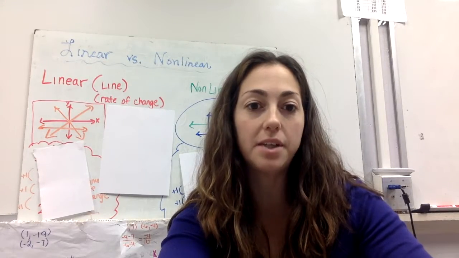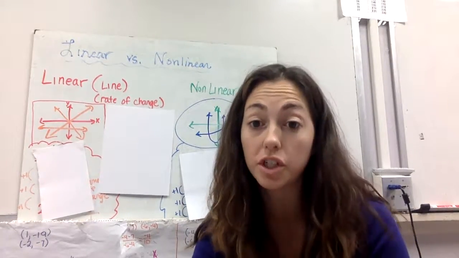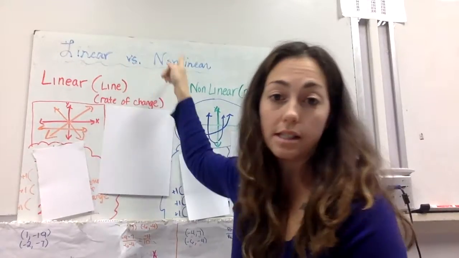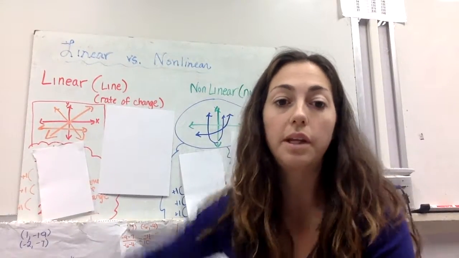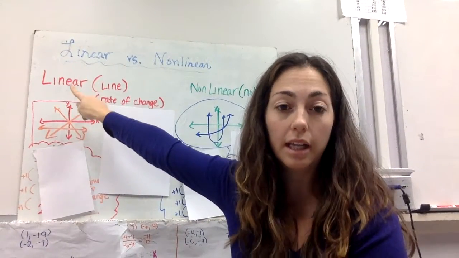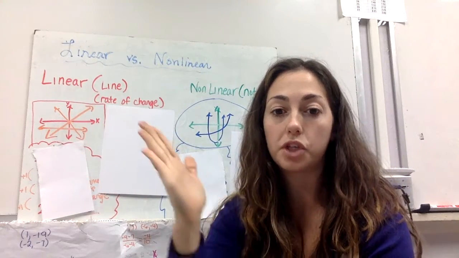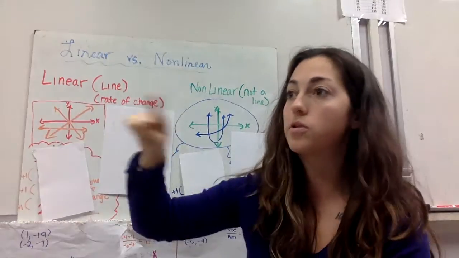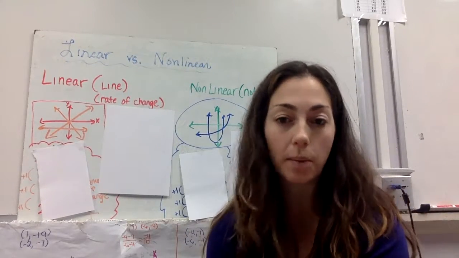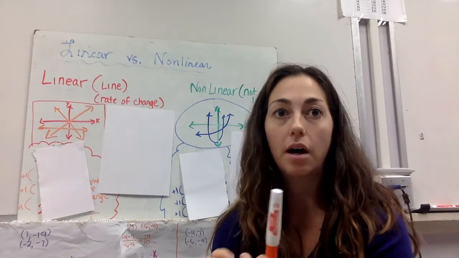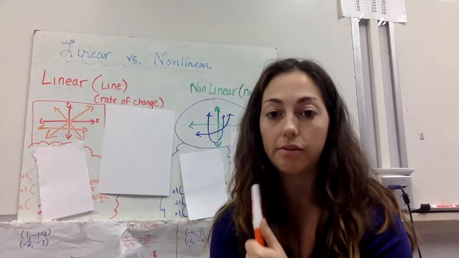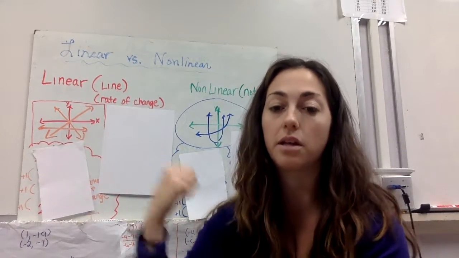Hey guys, today we're going to talk about functions that are linear versus non-linear. So linear, let's talk about that first. A linear function is a line. A line will have some sort of rate of change, right? There's a function there, like we've been talking about in these word problems. There's an initial value and that rate of change, and it's consistent every single time.